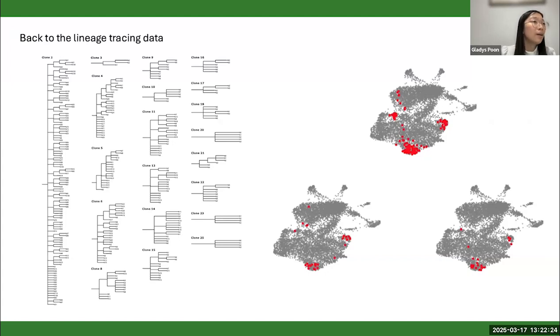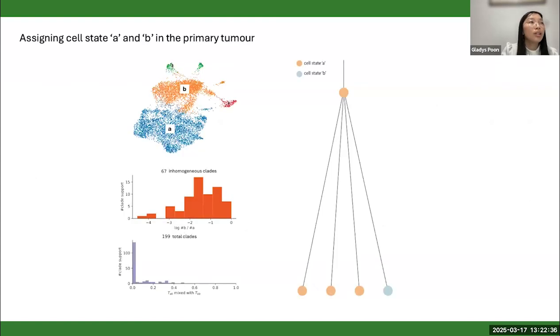So again, we have 30 clones, but for this part of the presentation, I will first start off with focusing on the primary tumor. So looking at the primary tumor, we do a simple clustering, and with the lowest resolution available, we have just 3 to 4 clusters. So it's very easy. We could just start off by assigning one of the clusters being cell state A and the other cluster being cell state B in the primary tumor.